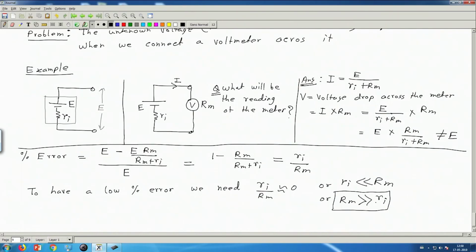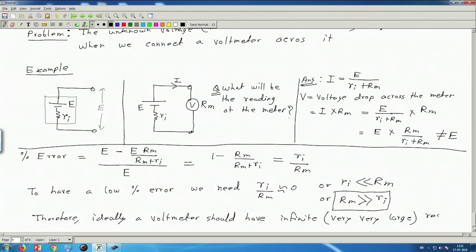Therefore, ideally a voltmeter should have theoretically infinite, practically very large resistance. So this is one important fact about voltmeters that you should know.